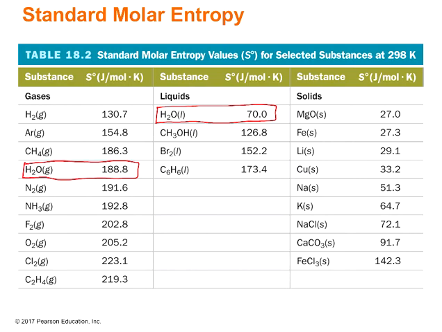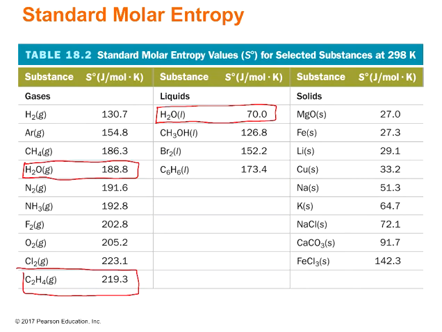But then even within the gases, you'll notice that there's some variation. So H2O gas has a standard molar entropy of 188.8, but then ethene down below has a standard molar entropy of 219.3. So why do the standard molar entropy values change for different molecules in the same state?